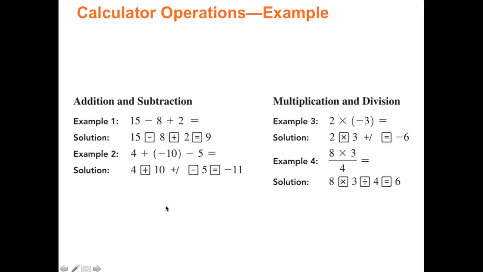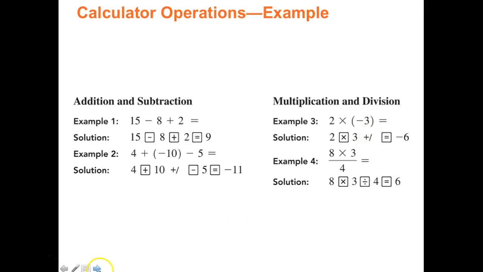So when you're doing addition, subtraction, multiplication, and division, how do you use your calculator? For 15 minus 8 plus 2, you're using a function key to punch in the negative, and then again the addition function key. If you are doing 4 plus negative 10 minus 5, you punch in your function key between 4 and 10, but then you use your plus minus key to convert your 10 to a negative number. Then your subtraction key, and then 5, and you'll get the correct number. So anytime you're going to be converting a positive number to a negative, use this plus minus function.